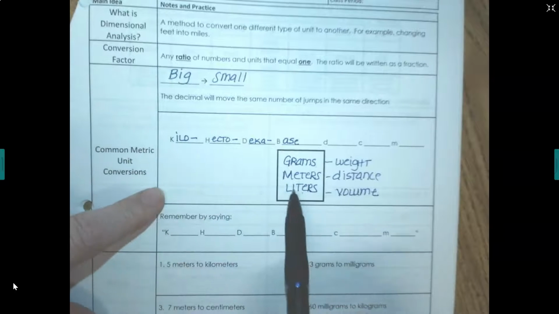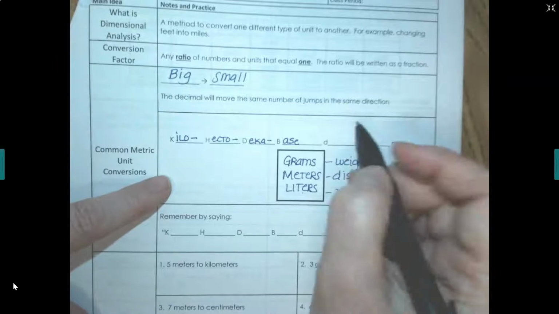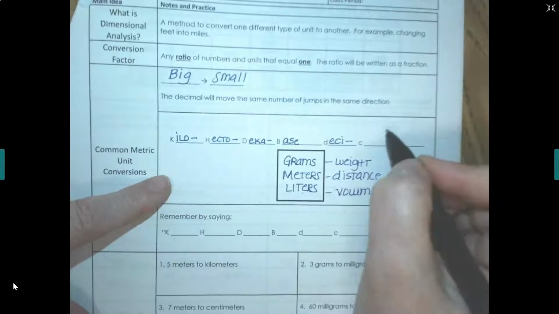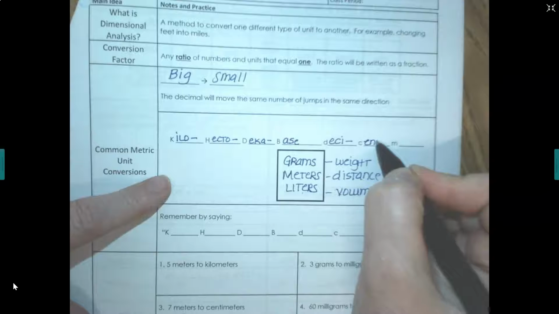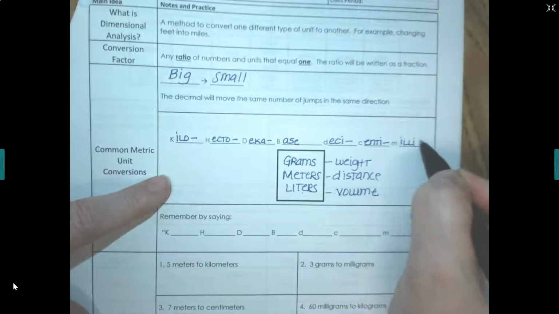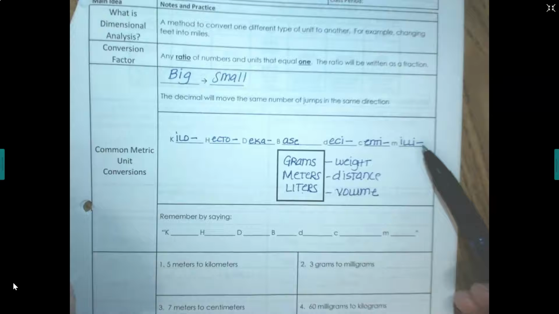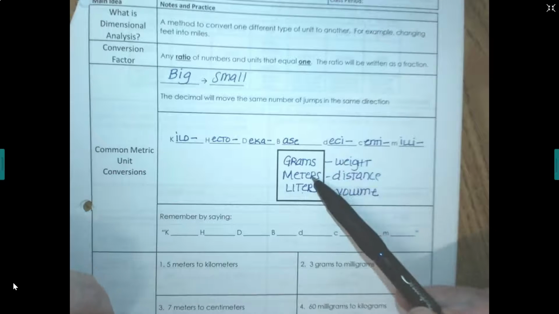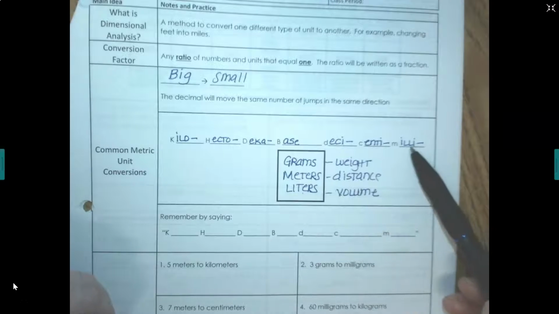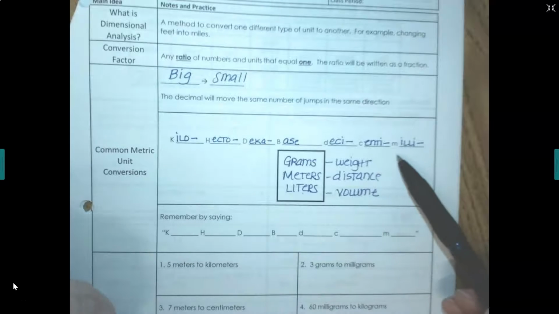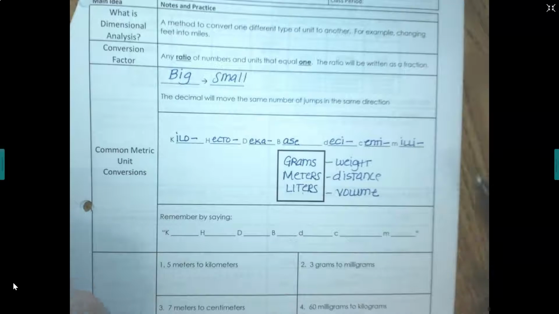Then we hit our base right in the middle, and then on the right hand side we have deci, that would be the prefix, centi is the prefix, or milli is a prefix. So millimeter, centimeter, decimeter. You've heard of a millipede. That's really talking about a bug with 1,000 legs, a centipede with 100. So that's kind of the base of what they represent.